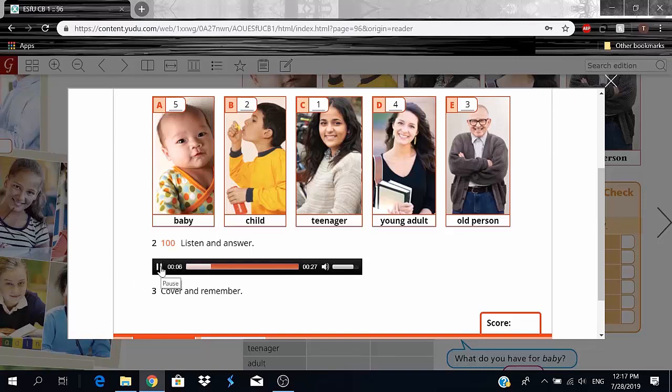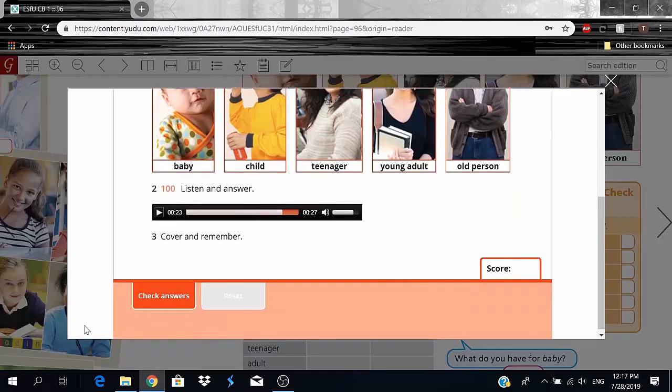100. Exercise E2. Listen and answer. How old is the baby? The baby is 10 months. How old is the boy? The boy is 10 years old. What about the teenager? She's 15. Is the woman about 50? No, the woman is 30 years old. Is the old person about 60? No, he's not. He's 80 years old.